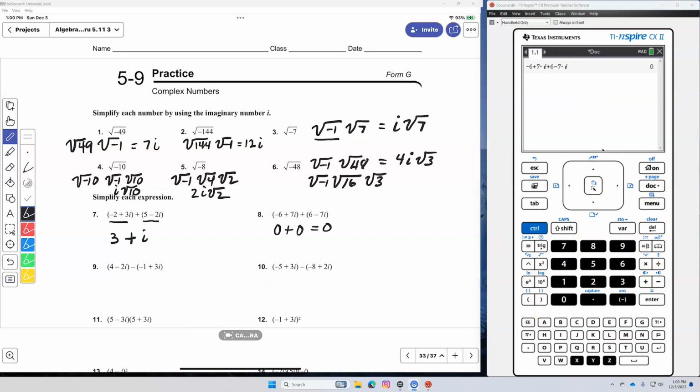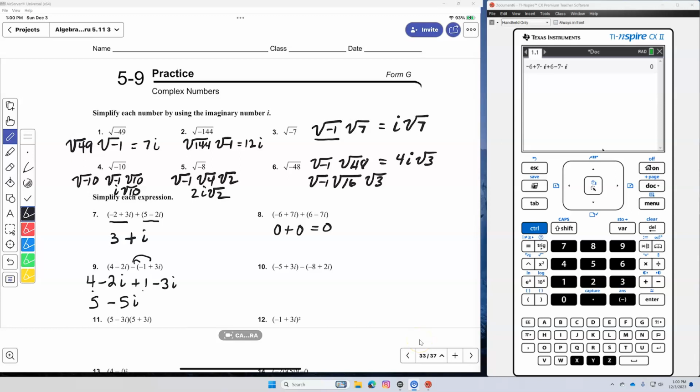Number 9 is one of the ones that will probably give you mistakes on the test. So we have 4 minus 2i, plus 1, and you have to distribute the negative. So that's plus 1 minus 3i. 4 plus 1 gives you 5, and negative 2i plus negative 3i gives you negative 5i.